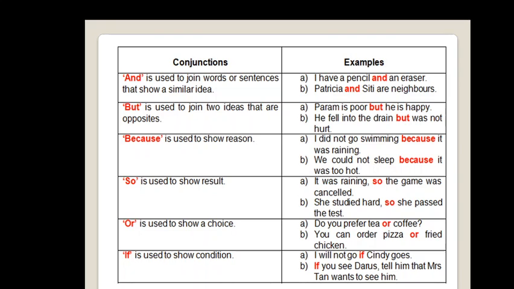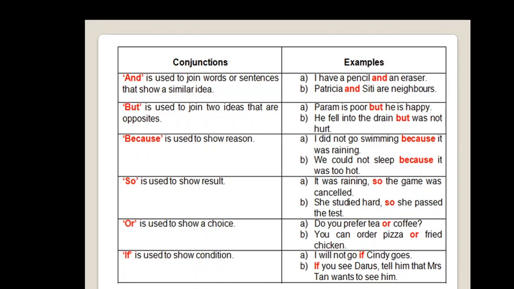The second conjunction is but. But is used to join two ideas that are opposites. To join two opposite ideas, we use conjunction but. Example, Param is poor but he is happy. He fell into the drain but was not hurt.